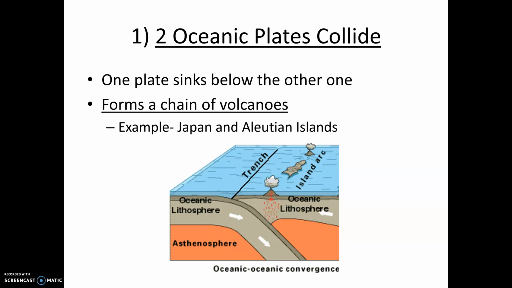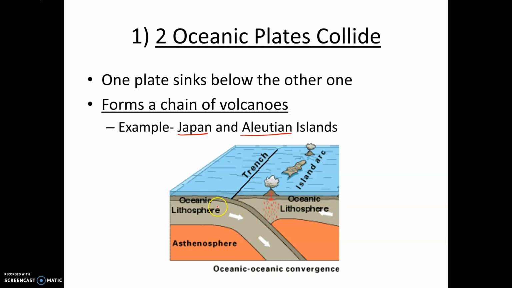The first one is two oceanic plates colliding. So remember, oceanic plates is where we see both oceanic crusts coming together here. And it's usually going to form some chain of volcanoes. So if we take a look here, we can see one oceanic crust is colliding into the next, and one is sinking underneath. As that one is sinking underneath, we can see these little volcanoes being created here. And a great example of that is Japan and the Aleutian Islands here.